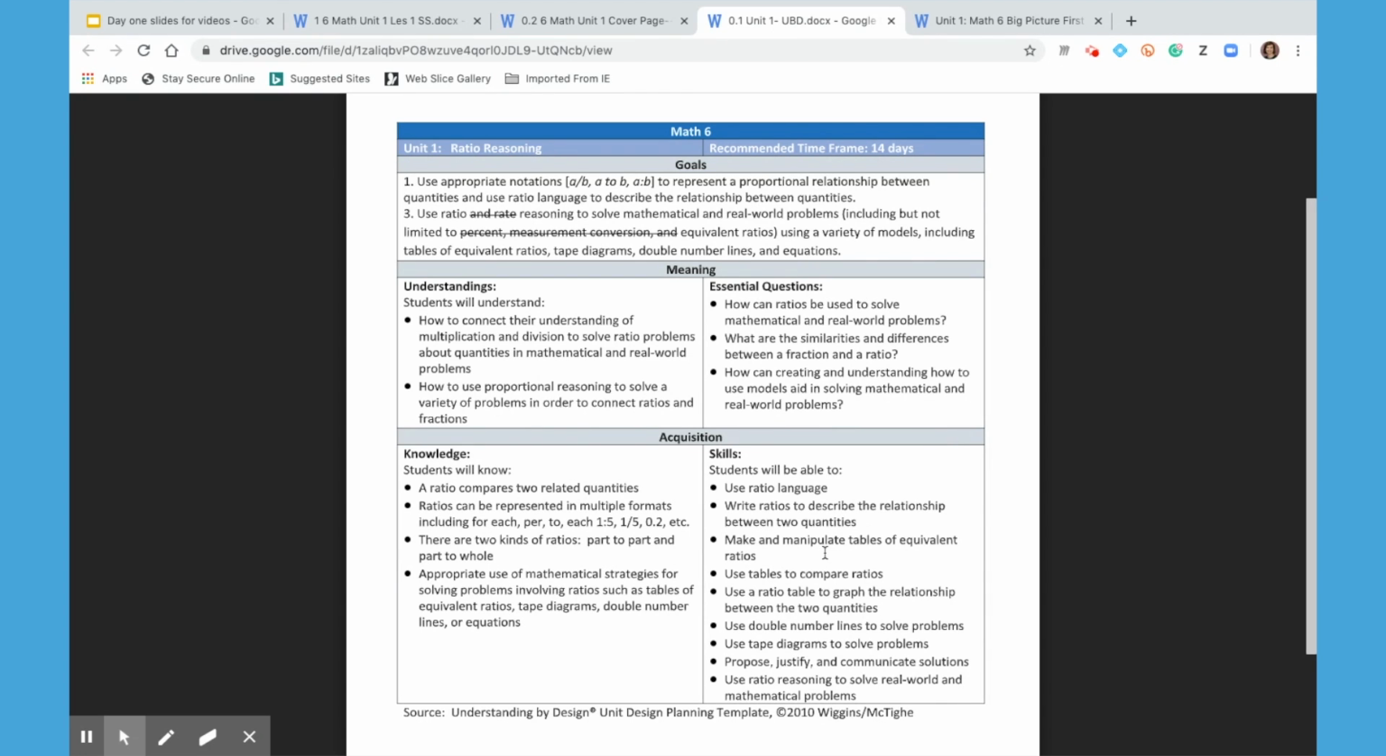So as you look at this, this will help you. I'd like you to pause the video and read over each of these bulleted areas so you are more familiar with this particular unit before you get started working on it.